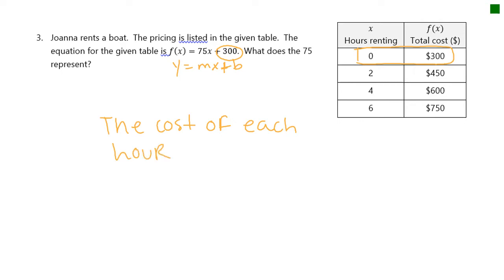What do you guys think x represents? The hours renting. Do we know how many hours we're going to rent? No, I don't know how many hours I'm renting, but every hour I'm charging $75. So the cost of each hour, that's what 75 represents. All right, can you guys try the next one?